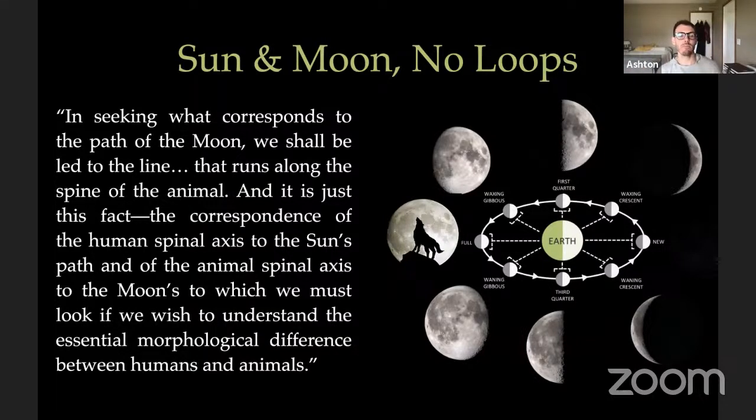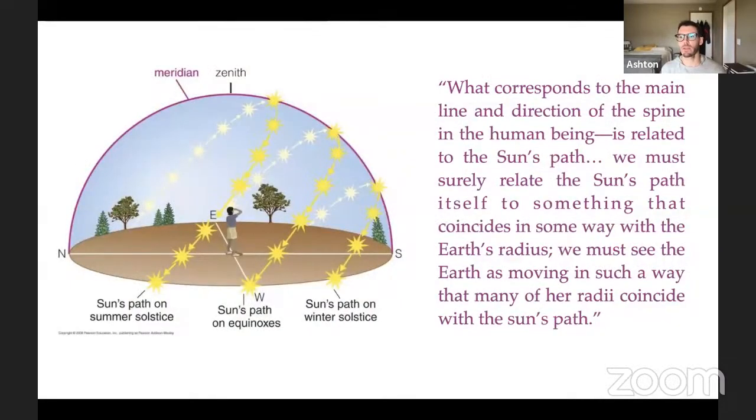And so he connects this with the moon, with the vertical axis of the animal, and says, if we really want to understand the morphological distinctions between humans and animals, we have to go beyond the Earth. So he identifies the horizontal spinal axis of the animal with the moon and the vertical axis with the sun. And so again, that's connected with identifying the solar influence with the radial. What corresponds to the line and direction of the spine in the human being is related to the sun's path. So here you see the kind of up and down movement. Right now, at least in the northern hemisphere, as we push towards the winter solstice, the sun is sinking in the sky.